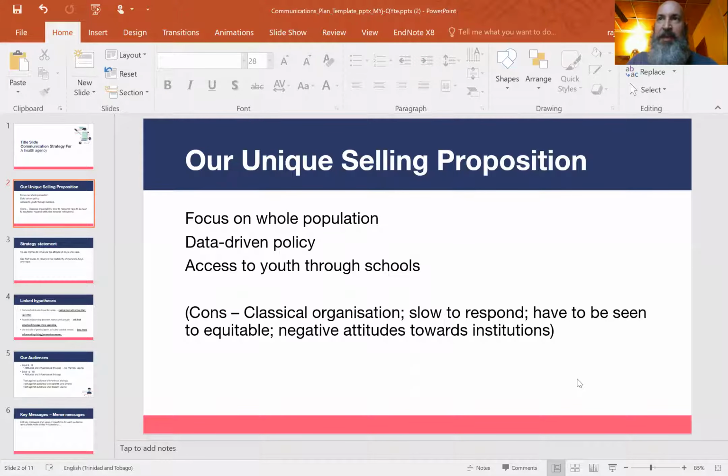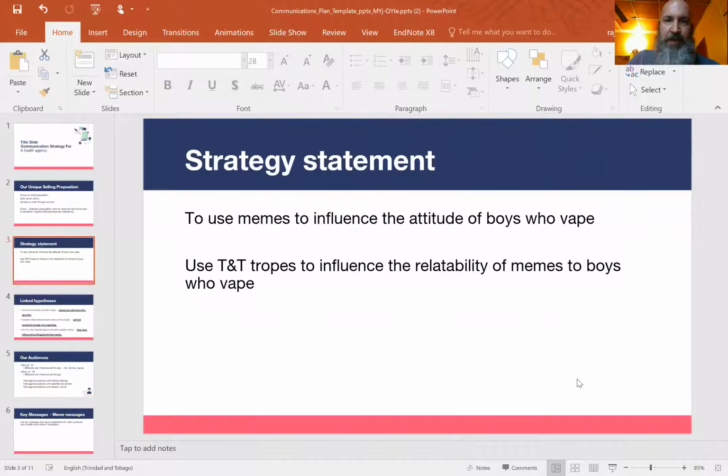Okay, so remember we're thinking about memes now and how we can use memes to influence boys who either vape or who have attitudes towards vaping. So I came up with a strategy statement, which is the first slide that I asked you to modify: use memes to influence the attitude of boys who vape. That's a key strategy. And I've decided also to use TNT tropes to influence the relatability of memes to boys who vape. So I'm thinking about adding 2 memes to the 3 and doing some kind of test, some kind of questionnaire maybe to my target audience.